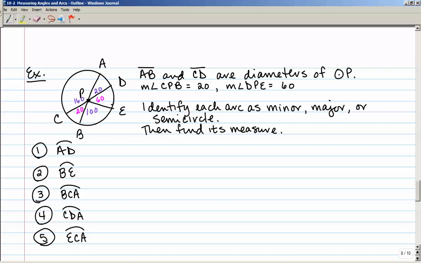So this kind of reminds me of some of the triangle problems we used to do back in chapter 4 and 5, I believe it was, where even before you start to look at the problem, just label everything you know. Label what you're given and then label what you can figure out. So let's look at these.